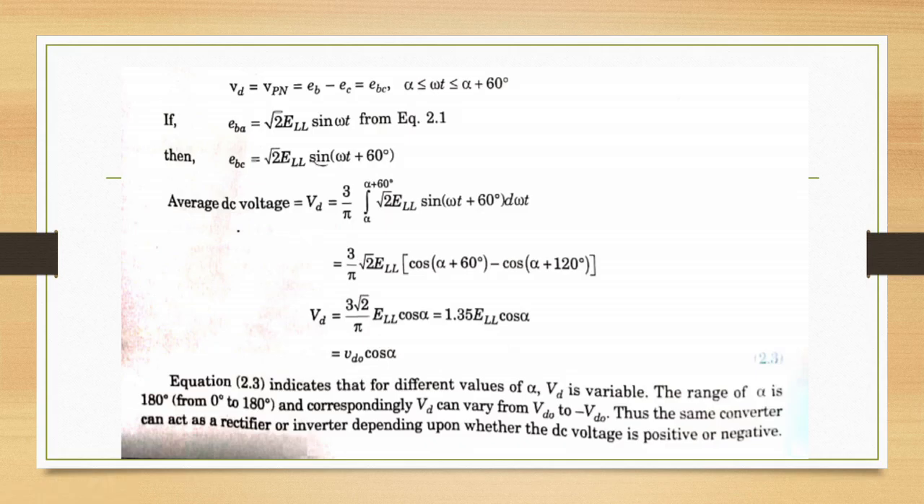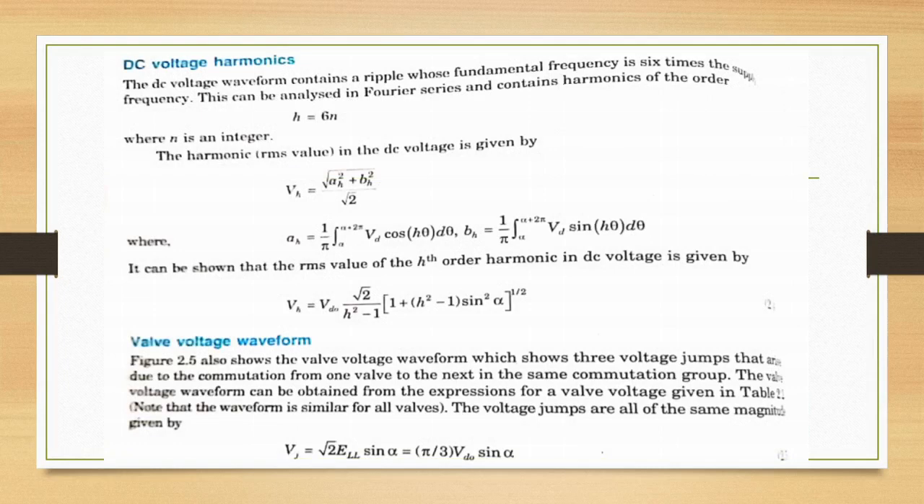The same converter can act as a rectifier or inverter depending upon whether the DC voltage is positive or negative. One more thing here is that this is based on the assumption of continuous conduction of current by any valve over a 120 degrees interval. So DC current flow is unidirectional. Now let us see DC voltage harmonics.